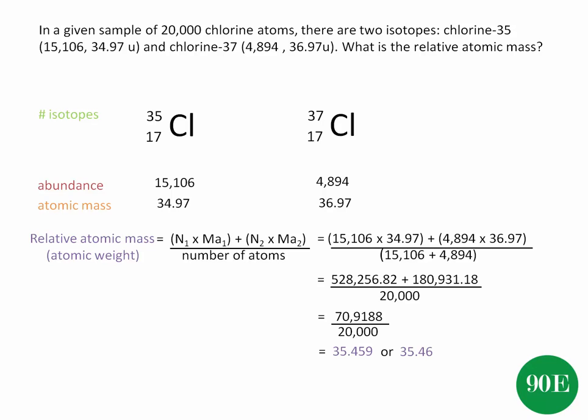Now let's compare that relative atomic mass to the standard atomic weight of chlorine, and that is 35.45. The numbers are almost identical, which means that this sample here is pretty much a sample of normal chlorine atoms.